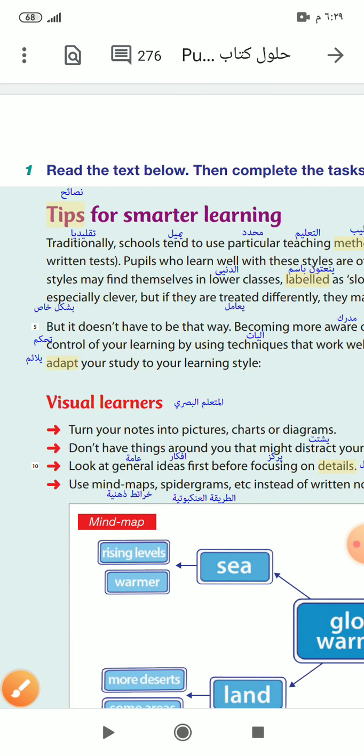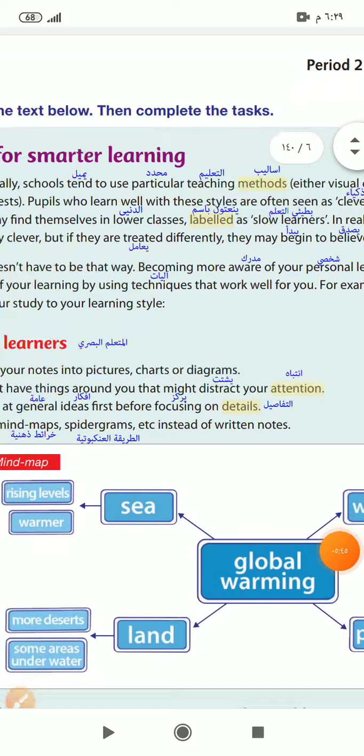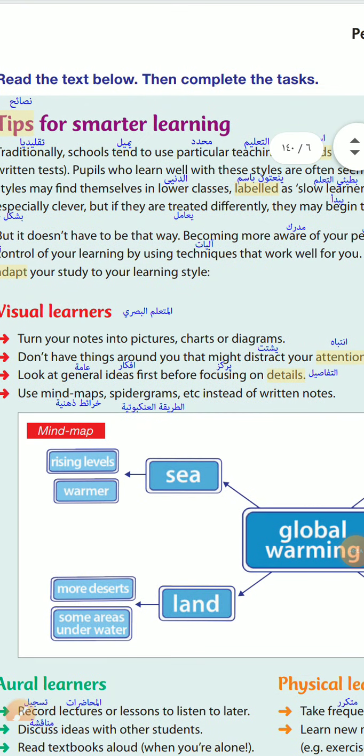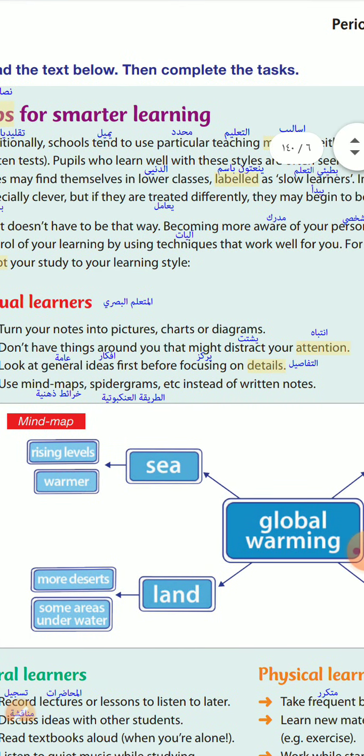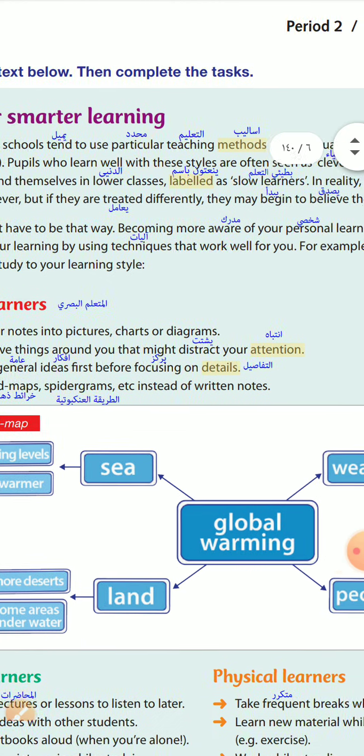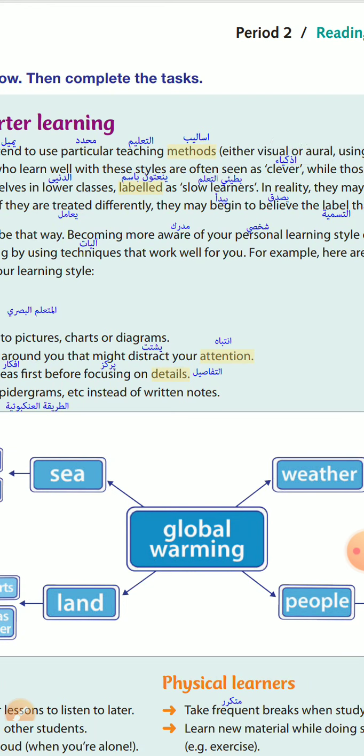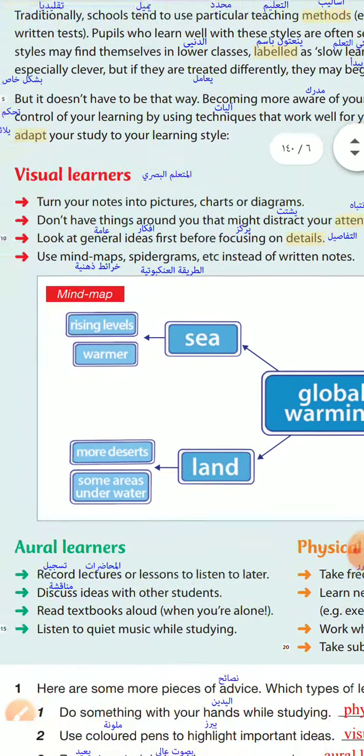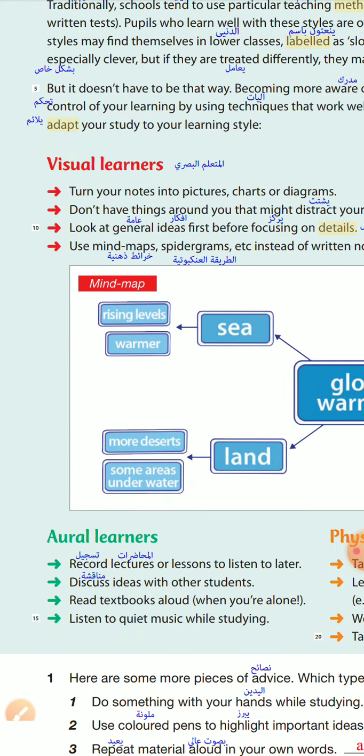Tip number 4. Use mind maps. ممكن تستخدموا المايند مابس by diagram instead of written notes. المايند ماب هيها look at it. Mind map, this is about global warming. اوكي. المايند ماب لو خريطة ذهنية تتفرع منها أفكار معينة as you can see here. This is global warming الاحتباس الحراري. Look at it please. Okay, now let's come to the oral learners.